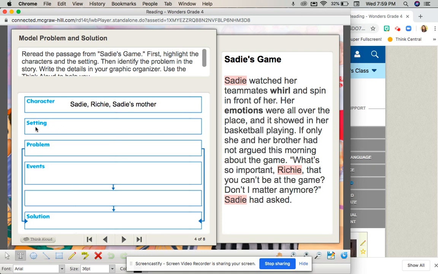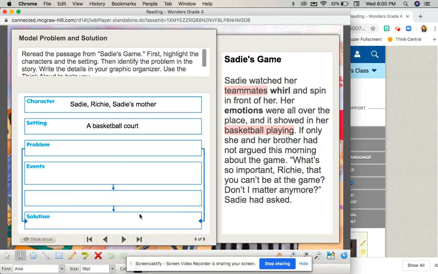Next, we want to know the setting, where this is taking place. So if I hit next, notice how they highlighted the word teammates and basketball playing. I know that teammates and basketball playing is on a basketball court. So this is where the story is taking place, a basketball court. Go ahead, I'll give you some time to write down Sadie, Richie, Sadie's mother, a basketball court. You can hit pause if you need more time and then hit play when you're ready to move on.